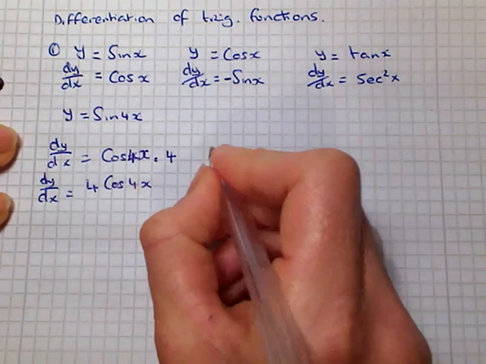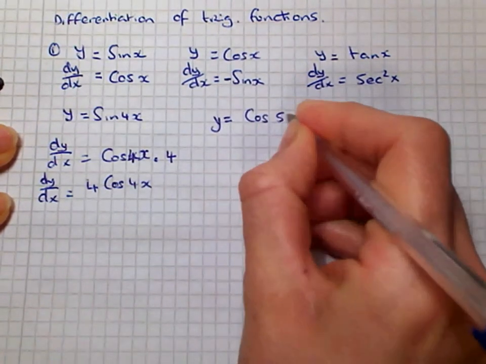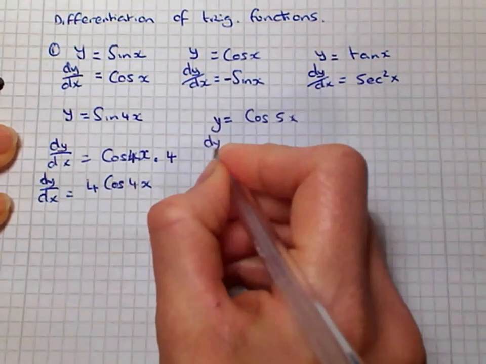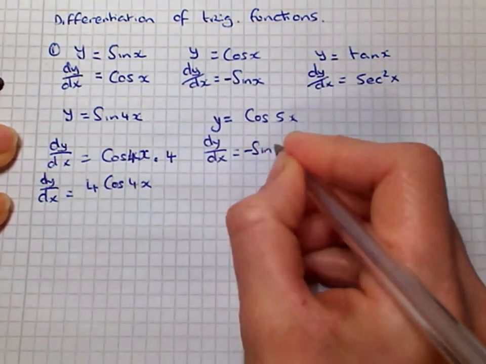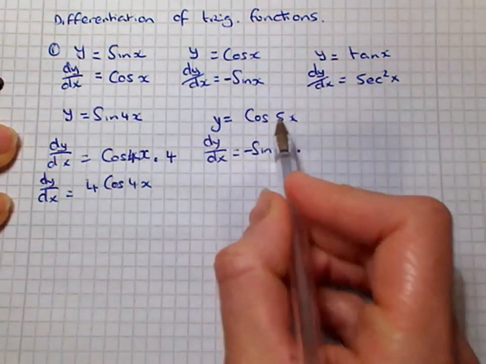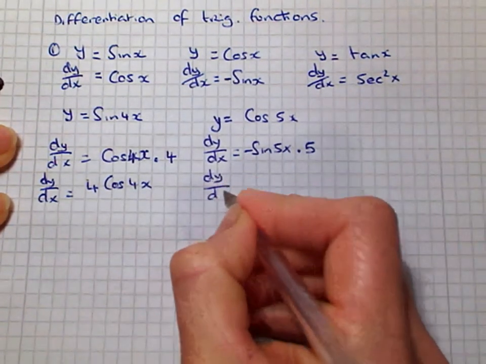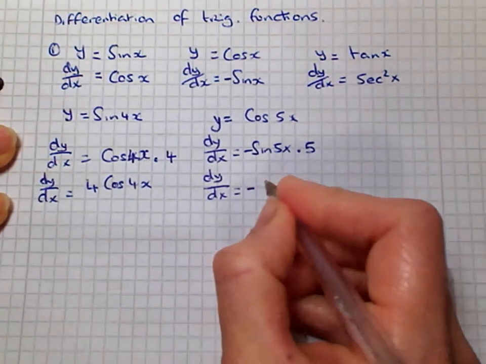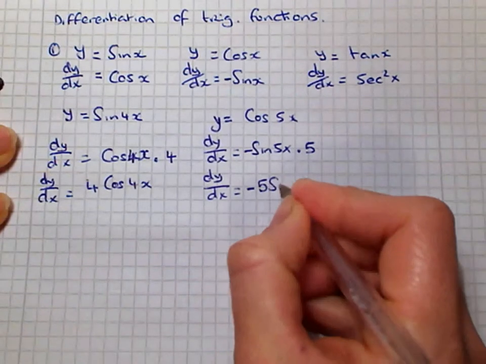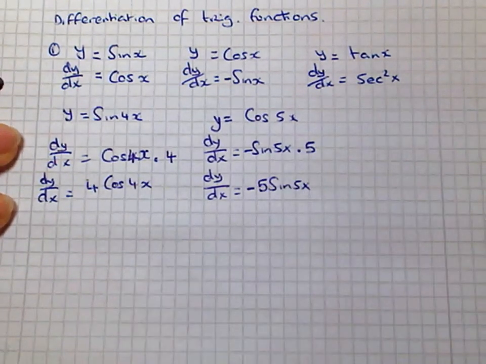Same for if you had something like cosine, when y is equal to cosine of 5x, dy dx. When you differentiate cos of x, you get minus sine of 5x by the differential of the 5x, which is 5. dy dx is equal to, and you always multiply the number in front of the function, minus 5 sine of 5x. You can never multiply into the angle, okay?